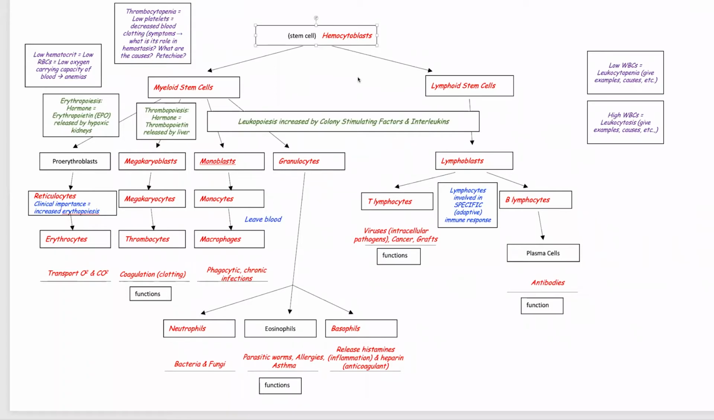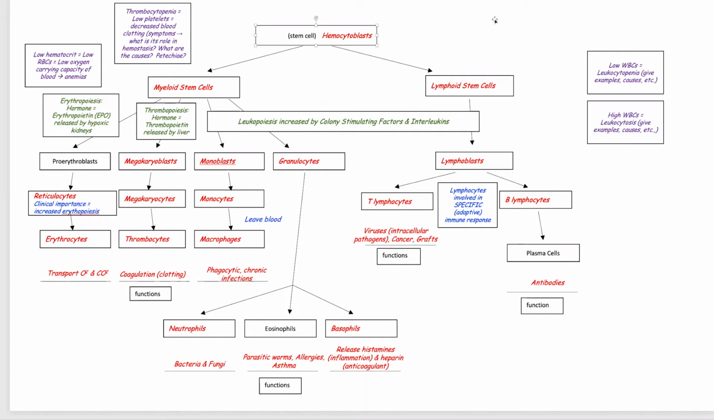Let's look at this chart. I've already filled in the stem cell, the hemocytoblast. Hemocytoblasts can differentiate into two different types of stem cells: myeloid stem cells and lymphoid stem cells. You'll need to know what cells arise from the myeloid stem cells and what cells come from the lymphoid stem cells. That'll be easy to remember. Think of lymphocyte when you see the lymphoid stem cell. The lymphoid stem cell gives rise to your lymphocytes.